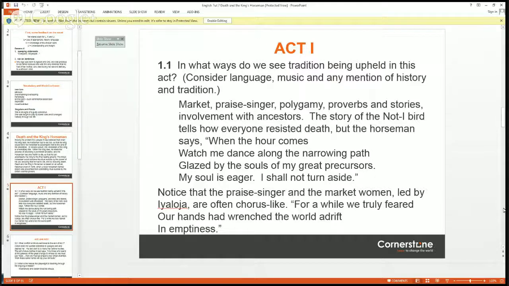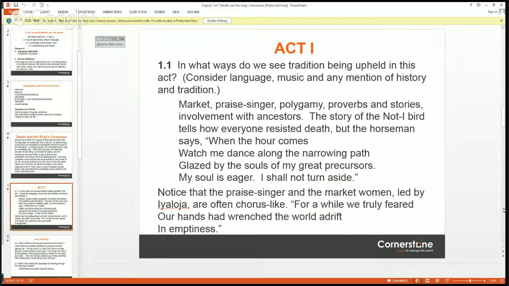So let's look at this beautiful quote. The horseman says, when the hour comes, watch me dance along the narrowing path, glazed by the souls of my great precursors. My soul is eager. I shall not turn aside. So he's completely decided, he's willing, he knows this is what must happen.